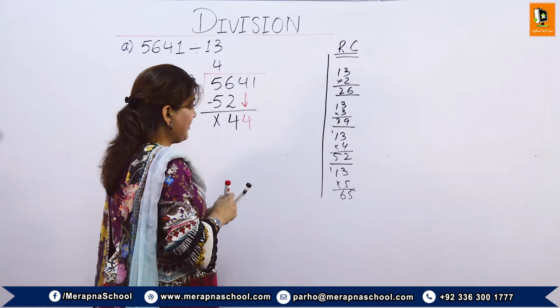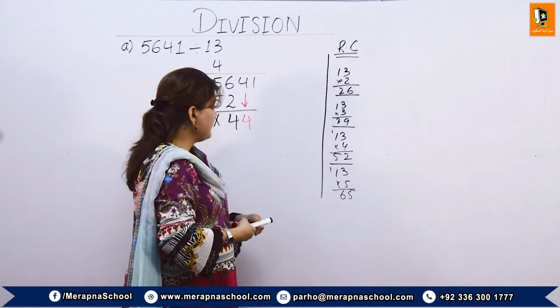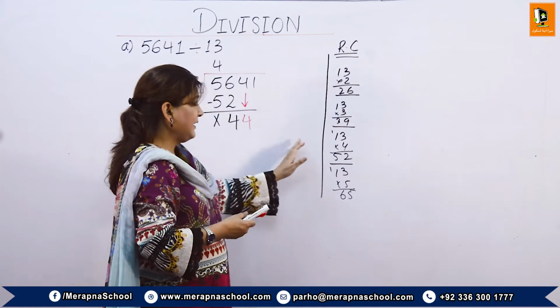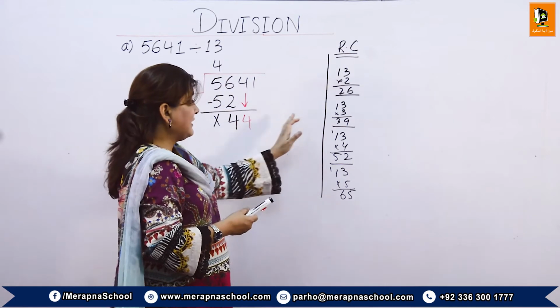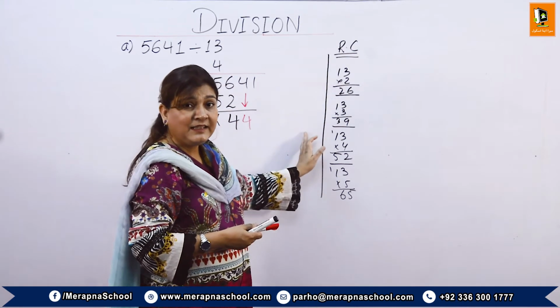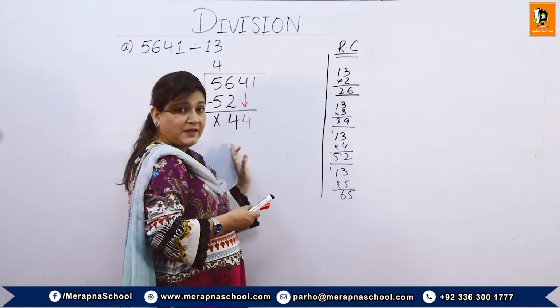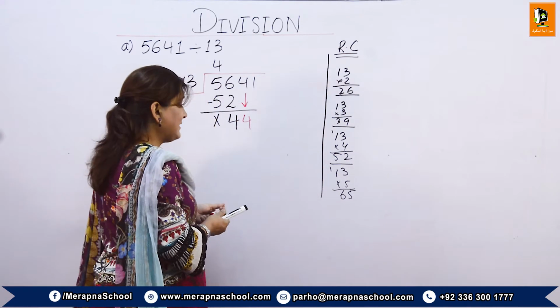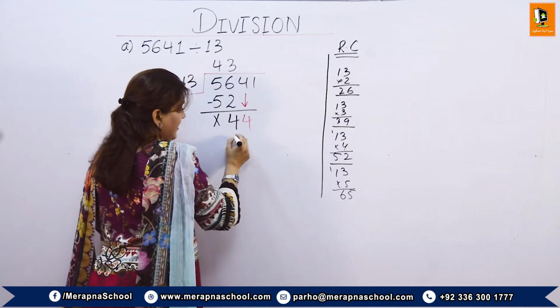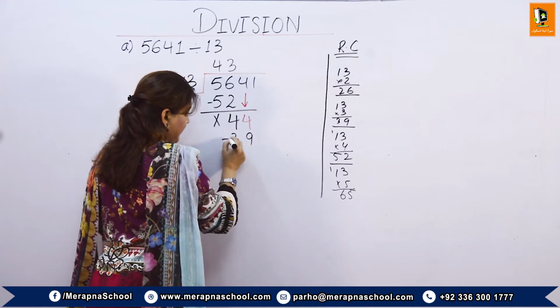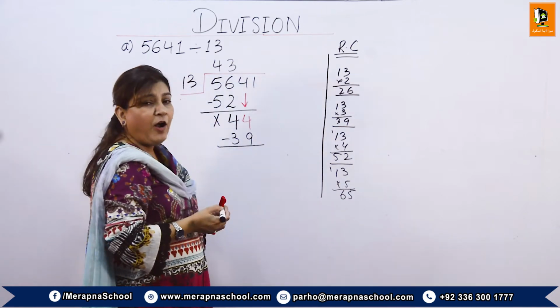Now check this table, which is smaller than 44. 13 fours is 52, which is bigger than 44, and 13 threes is 39, which is smaller than 44. So we write 13 threes are 39. Now how will we subtract?